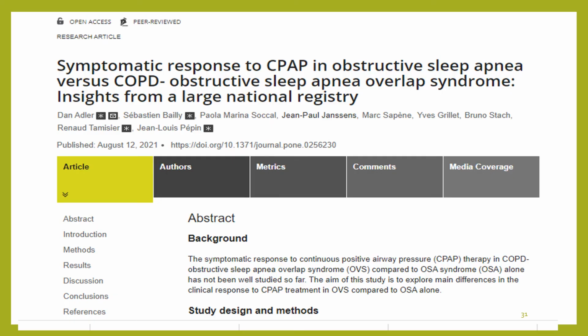This is a very interesting study. It was a study done in France where they looked at over 6,000 patients who have obstructive sleep apnea as well as COPD. They wanted to look at the symptomatic responses of using CPAP with this population. And this was a pretty well-planned study. Like I said, it's in France, and they did this over 6,000 patients, looking at the benefit of CPAP in this population.